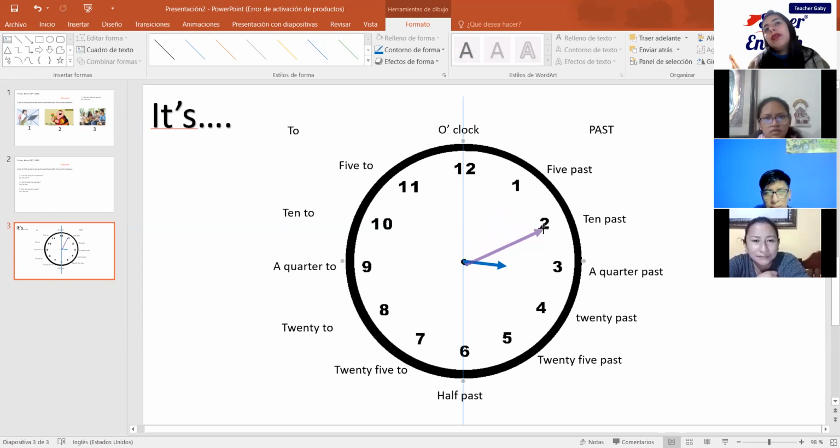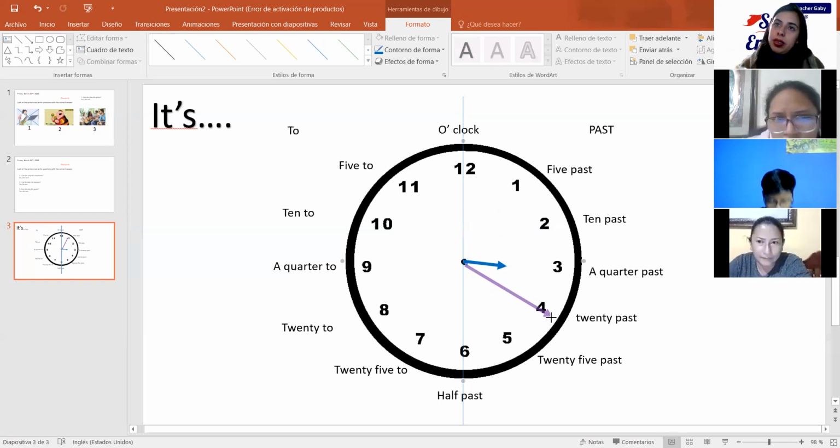Ahora sería, it is 10 past 3. Ajá. Ahora, it is a quarter past 3. Yes, don't forget it. Okay, and in this case, it is 20 past 3.